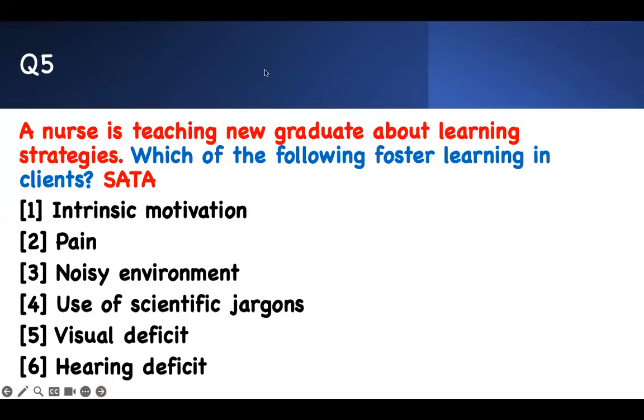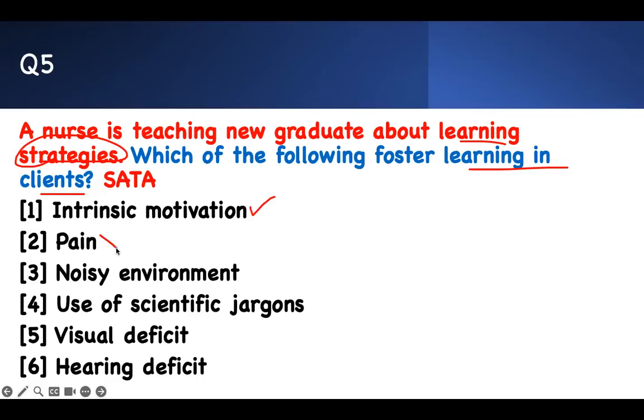Number 5. The next is teaching a new graduate about learning strategy, how patients learn. Which of the following fosters learning in the client? This is all fundamental, the early portion of fundamentals. If you don't even know, look at it. If you have to teach a patient, in what situation do you think they will absorb the information? Intrinsic motivation, yeah, they're eager to learn. They're ready. Let's go. Teach me how to inject the insulin. Teach me how to change my dressing.